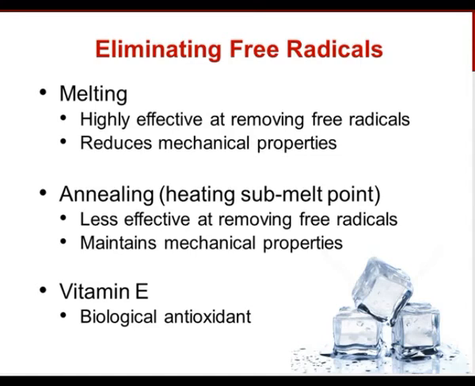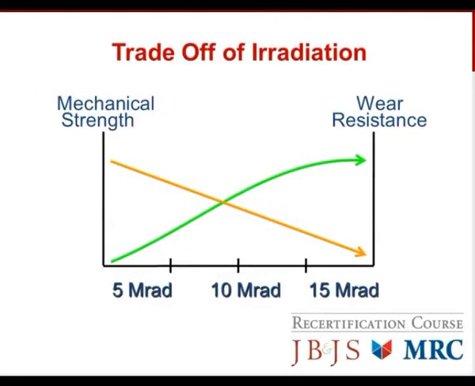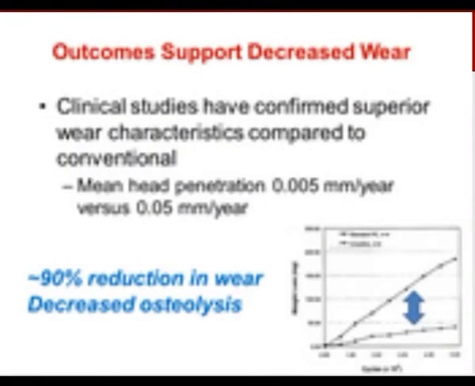Vitamin E is a biological antioxidant that a number of manufacturers have used to add to their polyethylene as well to scavenge free radicals. Now, this is an important slide and an important concept to remember. There is a trade-off to irradiation. As the dose of irradiation goes up and the cross-linking goes up, while the wear resistance improves, the mechanical strength decreases. And that's a key trade-off to remember when it comes to irradiation and cross-linking of polyethylene.